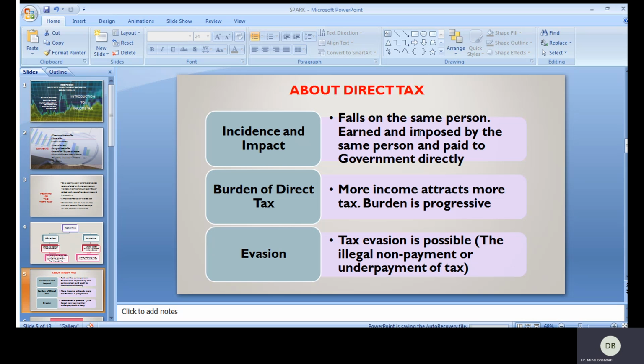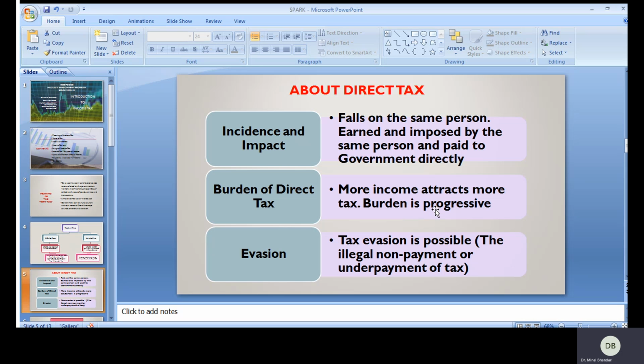That means if any person is earning more income, that particular person needs to pay more tax. So more income attracts more tax, and the burden of this direct tax is progressive. According to the amendments in the budget, according to the amendments in the Income Tax Act, definitely there are changes in the tax liabilities and tax rates of income tax, and that is why the burden of direct tax is progressive. It changes according to the change in the level of income, according to the changes in the particular budget.